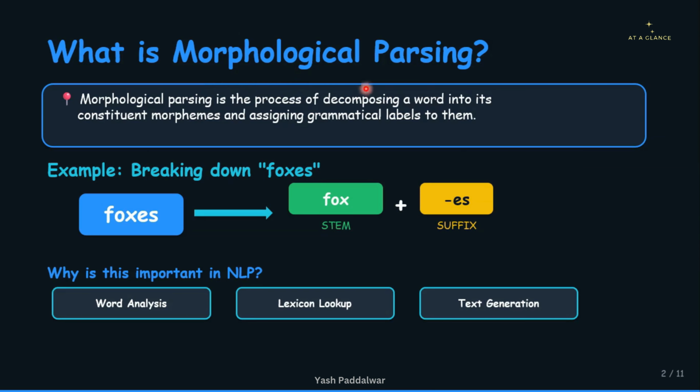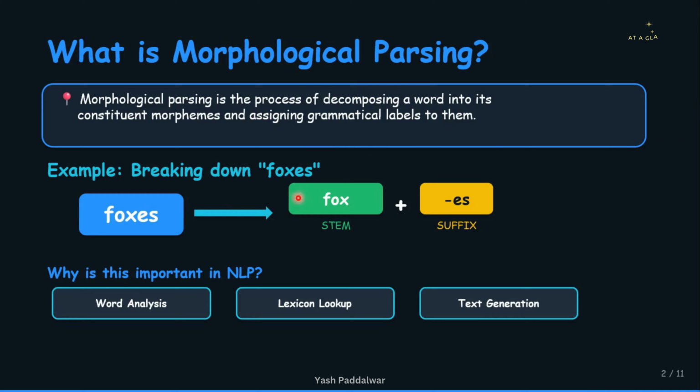So, first, let's have a look at the basic overview of morphological parsing. Morphological parsing is a process of decomposing a word into its constituent morphemes and assigning grammatical labels to them. You remember, we have already seen what morphemes are. It's the basic meaningful unit of any language. So, morphological parsing is nothing but breaking every single word into morphemes, right? And also assigning grammatical labels to them.